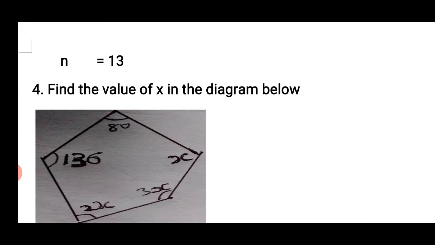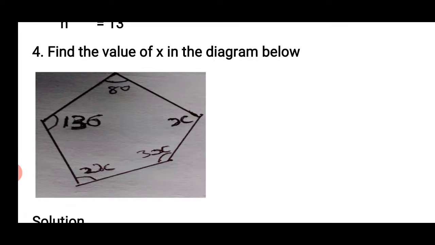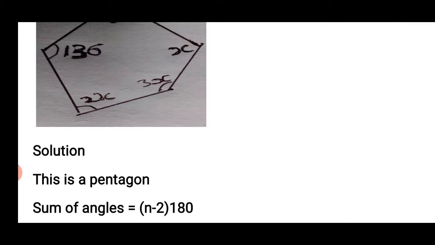Example 4. Find the value of x in the diagram below. The diagram is given and some of the angles are given. Then we have some represented by letters. If you look at this figure, the diagram, it is a pentagon because there are 5 sides. It also has 5 angles. What you do is you first determine the number of sides. This is a pentagon. That is, there are 5 sides.